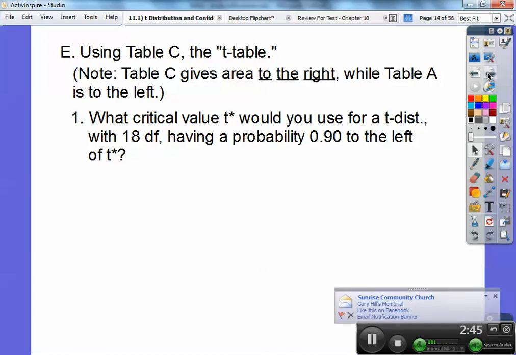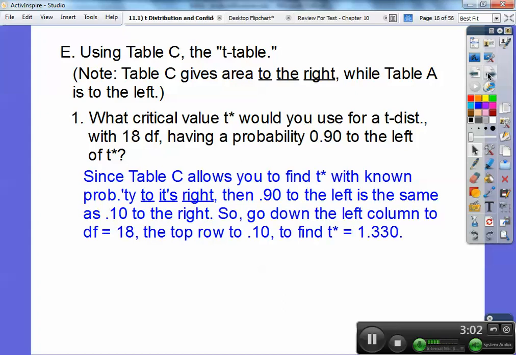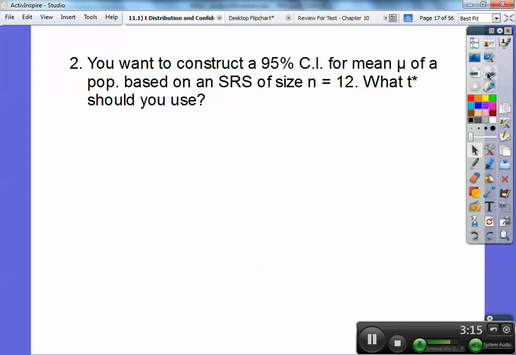So here's number one. What critical t value would you use for a t distribution with 18 degrees of freedom and a probability of 0.9 to the left? Table C always wants the probability to the right, so 0.90 to the left is the same as 0.10 to the right. Go down your left-hand column to the df of 18 and go across the top row to 0.10 and find where they intersect. You're going to use the t-score of 1.330.